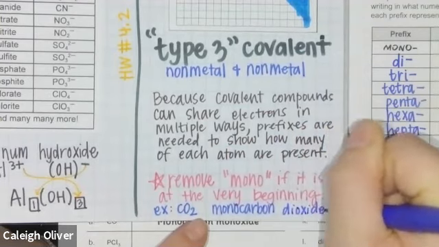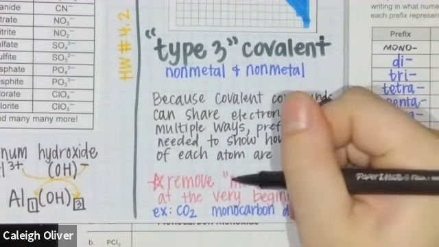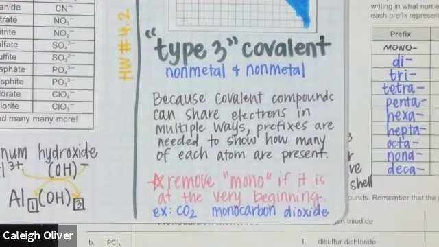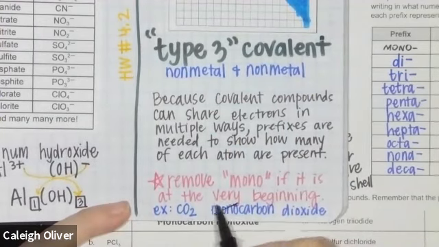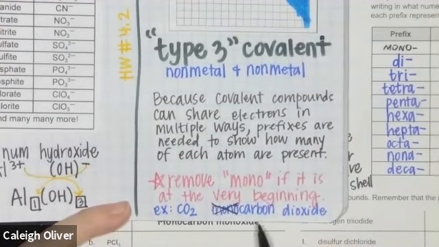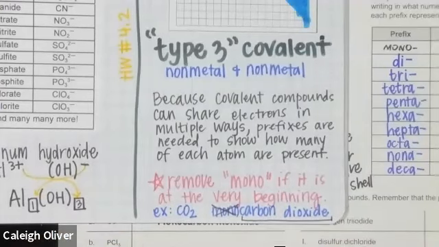Is that right, Miss Oliver? And I would say, no, it's not right. Because you're going to remove mono if it's at the very, very, very beginning, like here. So we would take off that. It would just be carbon dioxide. You can keep it if it's anywhere else, but we don't want it at the very beginning.